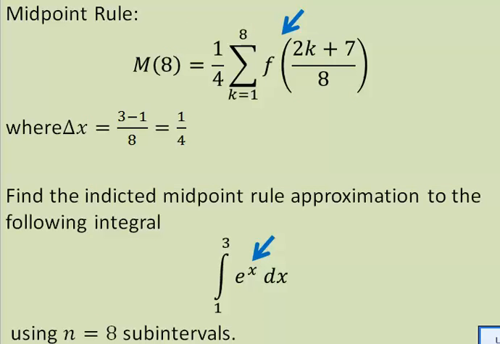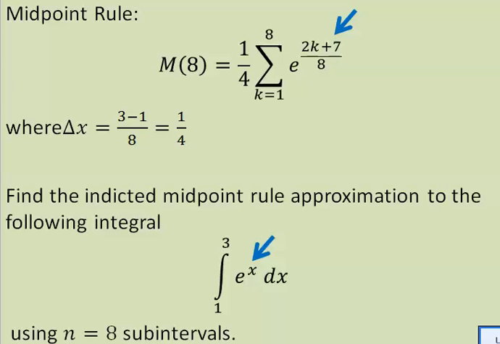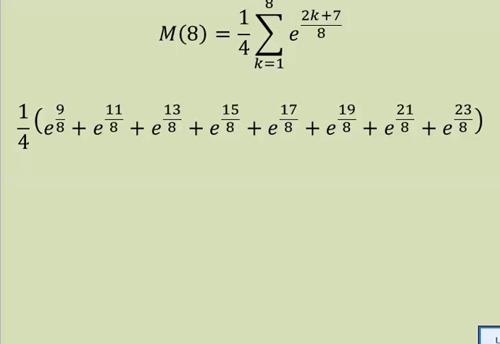Lastly, what's our function? Our function is e to the x. So instead of f of (2k plus 7) over 8, I have e to the power of (2k plus 7) over 8. And so I need to add all these things up. So for k equals 1, for k equals 2, k equals 3, and so on.